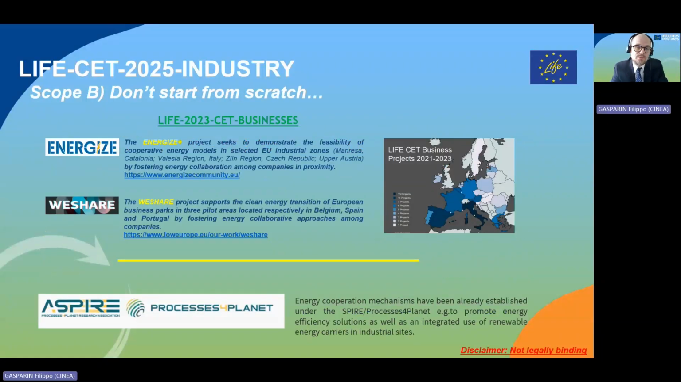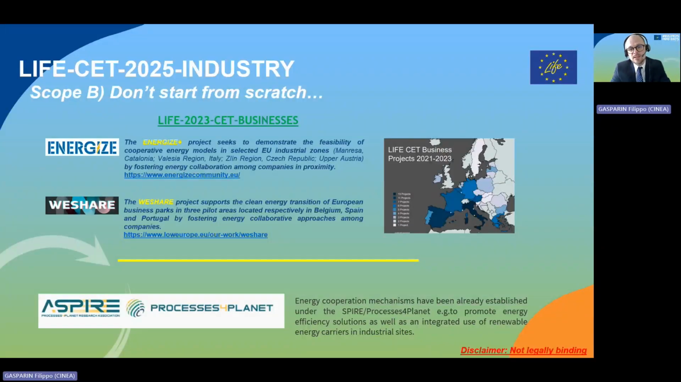Also, in this case, if you intend to submit a proposal under this scope, please have a look at what already exists out there. Here, we wanted you to become aware of these two projects, Energize and We Share. They were both funded under the LIFE-CET business topic in 2023, and they are both looking at ways to stimulate collaboration among companies in proximity in order to decarbonize their processes. So here you have the link to their website.